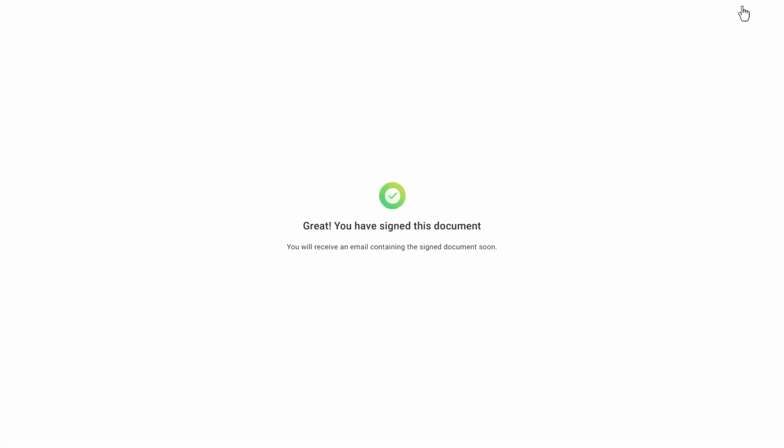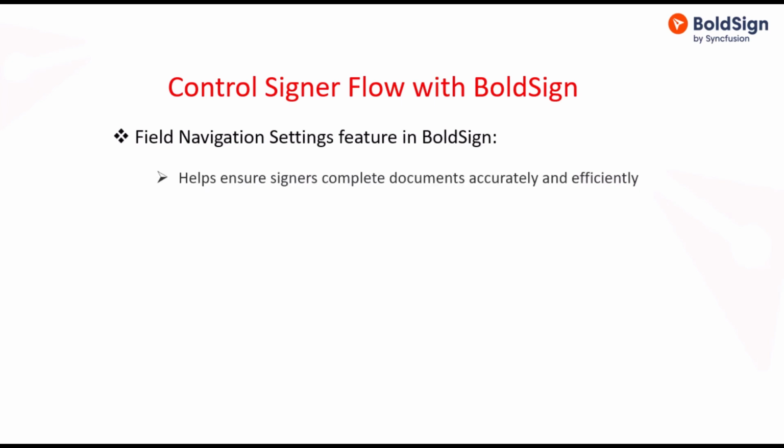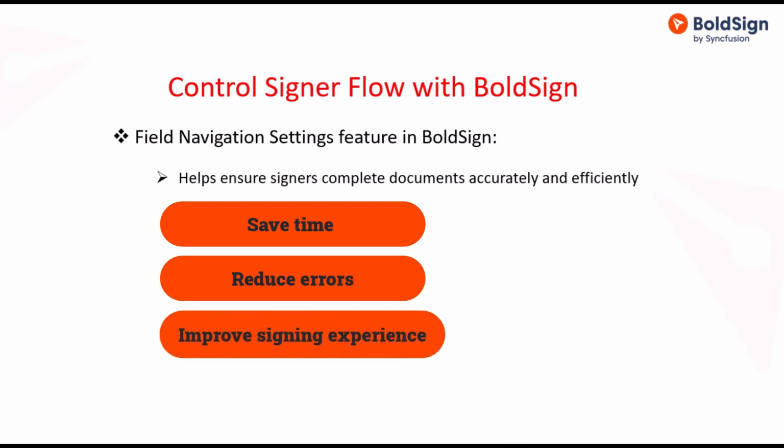That's how the Field Navigation Settings feature works in BoldSign. It helps ensure signers complete documents accurately and efficiently by guiding them through the right fields in the correct order. This simple setting can save time, reduce errors, and improve the overall signing experience for both senders and signers.